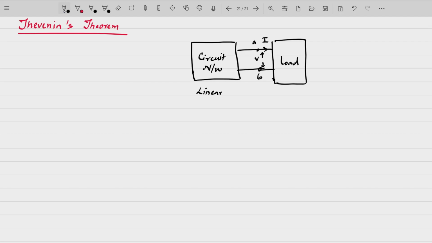So what Thevenin's theorem states is that we can replace this entire circuit network, that may consist of a voltage source or a current source or a combination of voltage sources and current sources. There will be a number of resistances there. So this circuit network can consist of a number of voltage sources, current sources, or resistances.